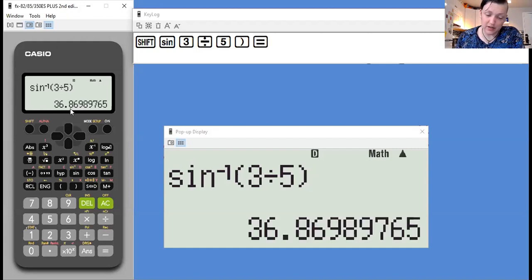And it gives me 36.869897 degrees. And that makes sense because remember when we used that table, I said it was about 37, but maybe a little bit less. Well, now we know the exact amount less. It was 36.86. So if we rounded that to one decimal place, it'd be 36.9 degrees.